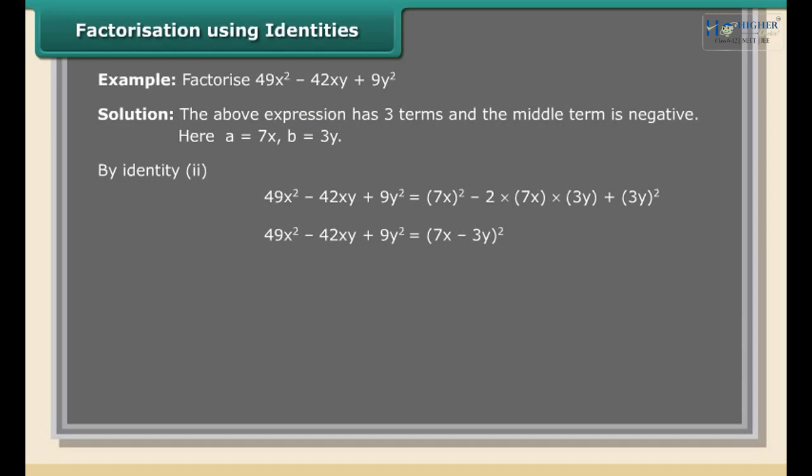49x square minus 42xy plus 9y square is equal to (7x minus 3y) square.